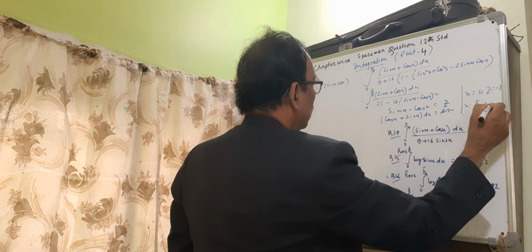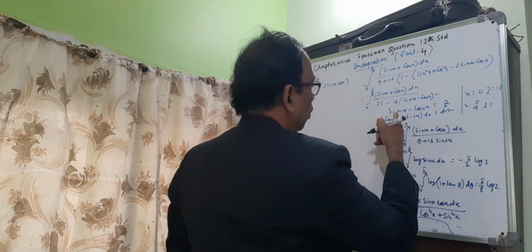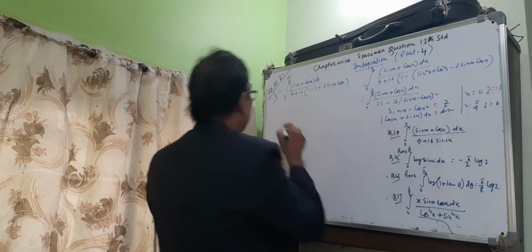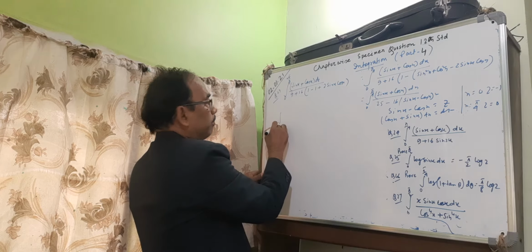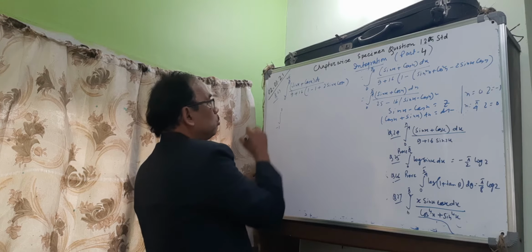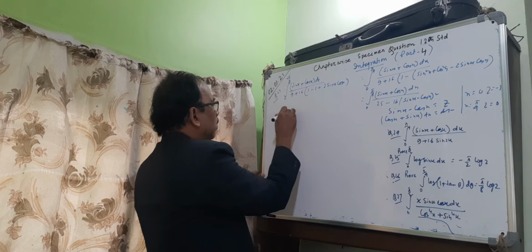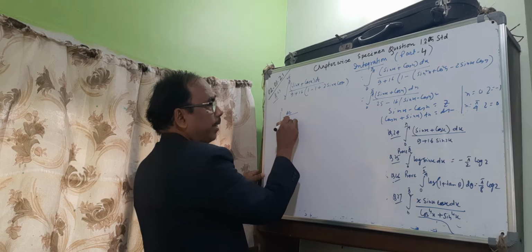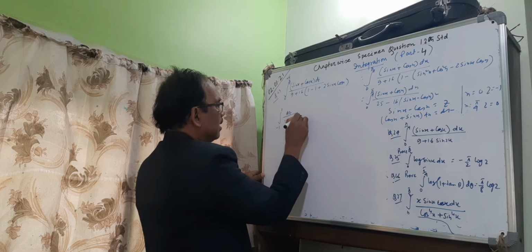sin pi by 4 minus cos pi by 4, which is 1 by root 2 minus 1 by root 2, that is 0. So the limit will be changed from minus 1 to 0, and the integral is dz by (25 minus 16 z square).